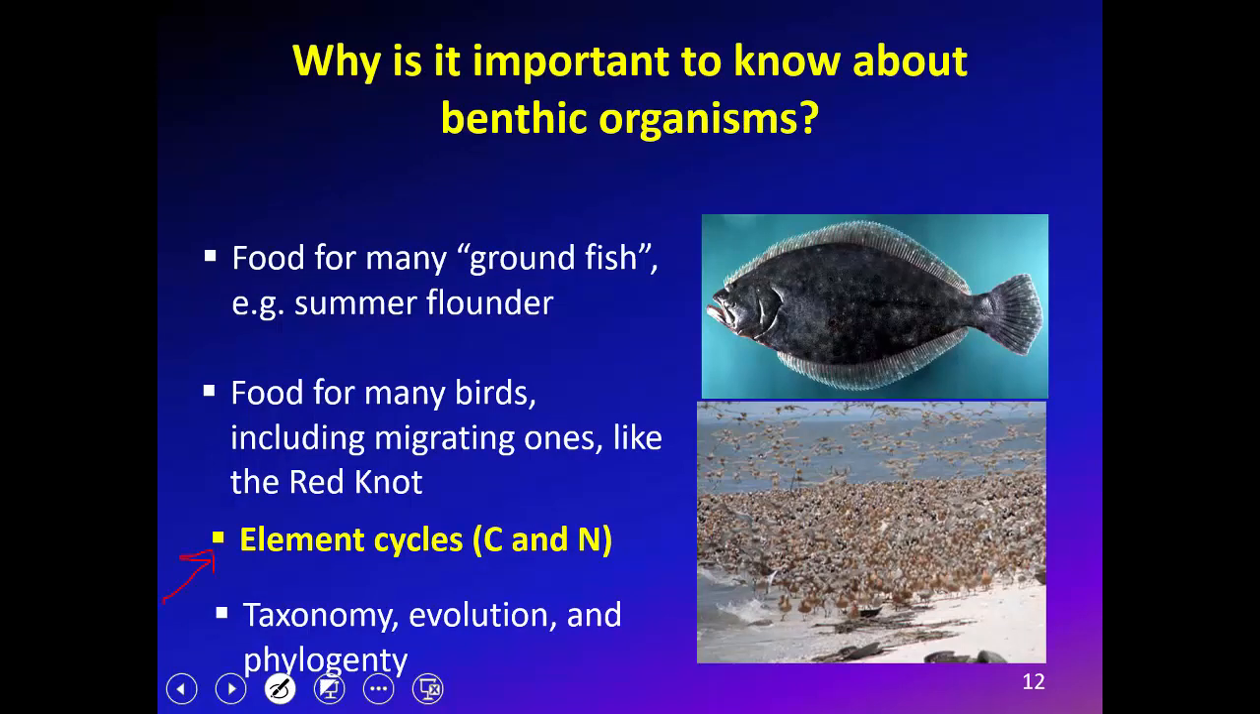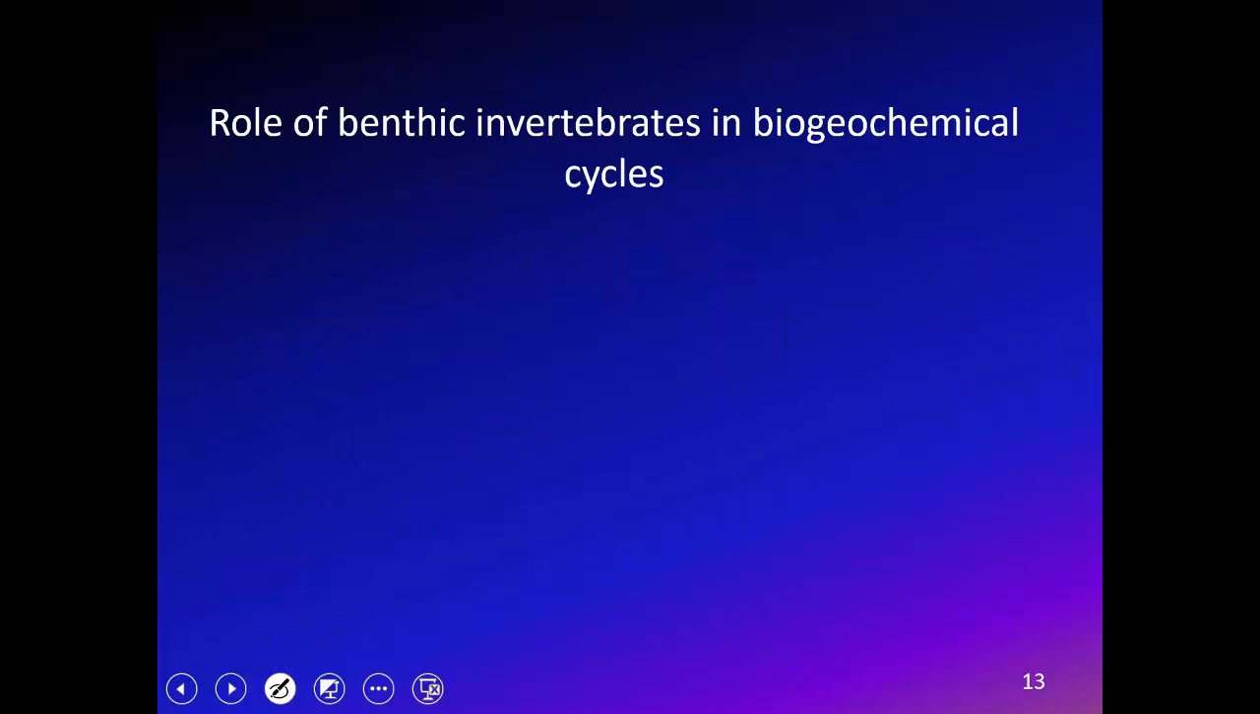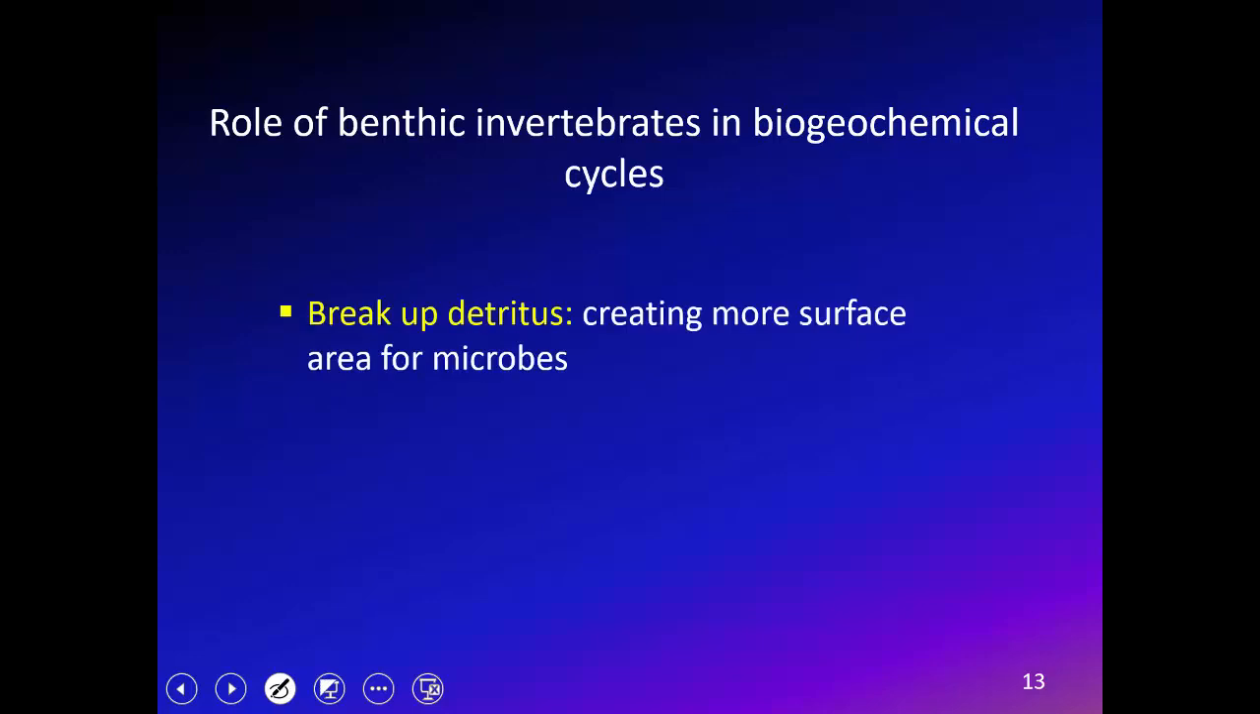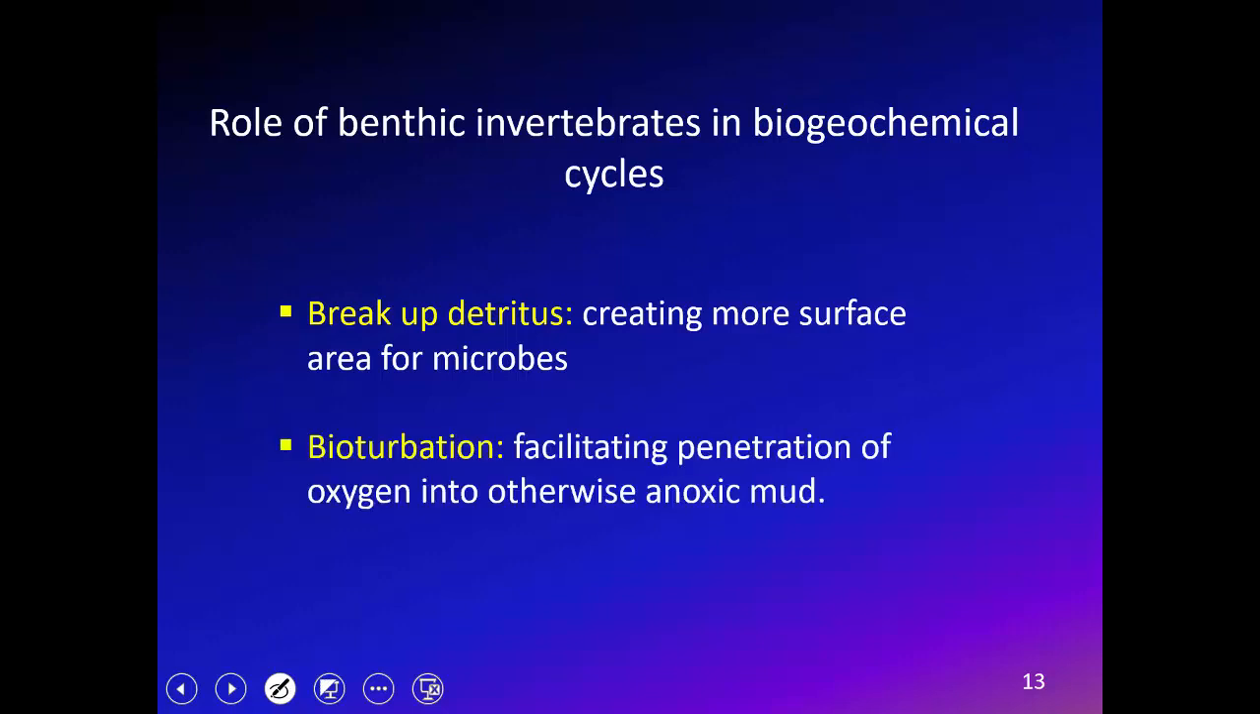Now, the exception to that is what benthic organisms can do to those sediments. And that plays into the importance of these organisms in terms of element cycles. In terms of biogeochemistry and the carbon cycle in particular, the role of benthic organisms is basically to break up the detritus. We'll talk quite a bit about detritus, and I'll give a more precise definition of what that is in a minute, but suffice it to say for now, it's non-living organic material. So what these benthic invertebrates do is break it up, and that creates more surface area for microbes to do the hard work of mineralizing it back to the inorganic constituents like CO2, ammonium, and phosphate.